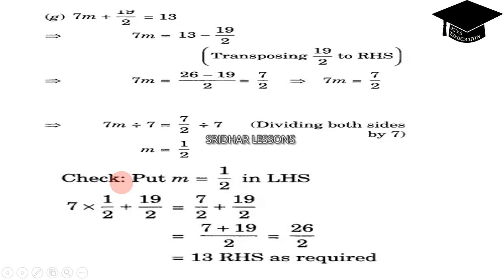If you want to verify, put m is equals to 1 by 2 in the left hand side. 7 into 1 by 2 plus 19 by 2. That means 7 by 2 plus 19 by 2. Because we have the LCM as 2 common, 7 plus 19, that is 26 by 2. 2 cancels in 26 13 times, which is equals to RHS as required. Okay, 13 here. Next.